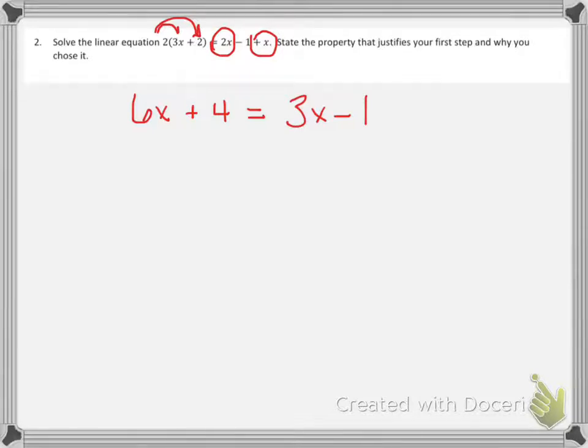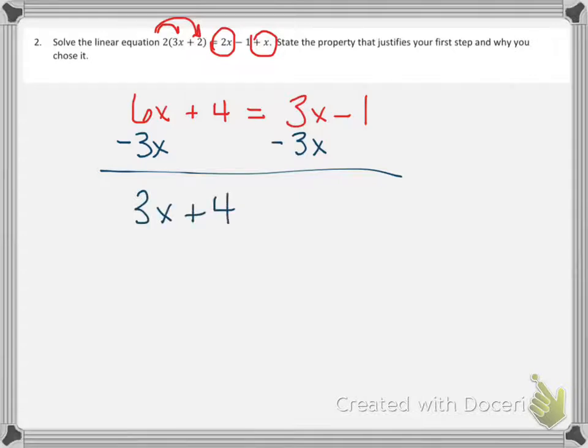In this case, we need to get all of the variables on the same side. It doesn't matter which side. So I'm going to choose to subtract 3x from both sides so that I have a positive x value. So I'm going to subtract 3x from the right. I'm going to subtract 3x from the left to balance the equation. This leaves me with 3x plus 4 equals negative 1.